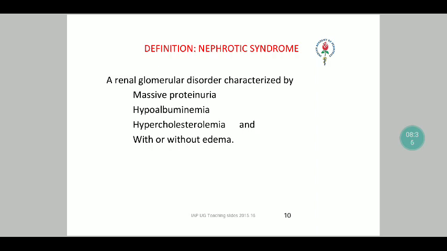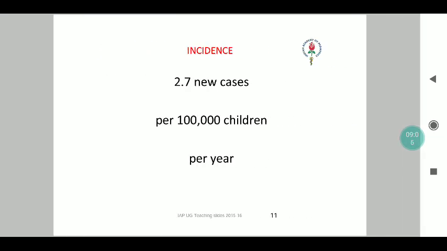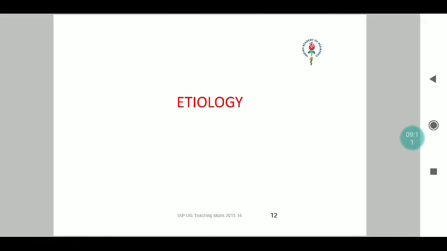Now coming to the definition of nephrotic syndrome, like I already mentioned, I am repeating it again because it is very, very important. A massive proteinuria of more than 3.5 gram per day or 40 milligram per meter square per hour, followed by hypoalbuminemia of less than 2.5 gram per deciliter as serum level. Hypercholesterolemia of more than 200 milligram per deciliter is the definition, with or without edema. Incidence of nephrotic syndrome is roughly 3 cases per lakh of children every year.